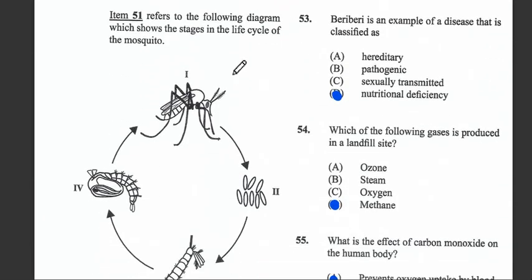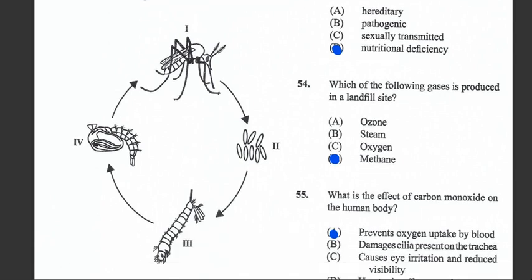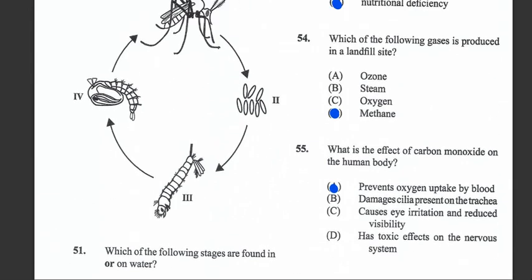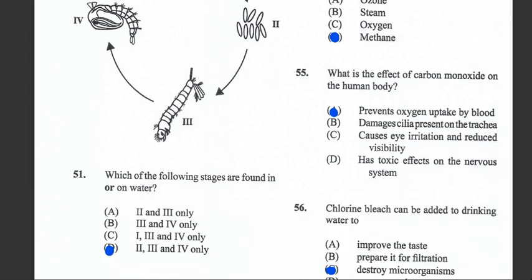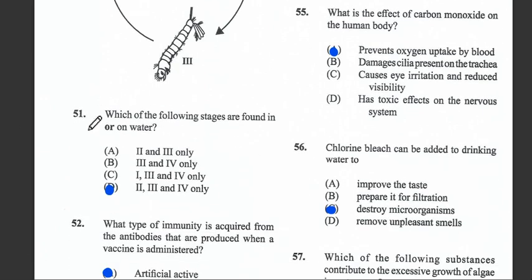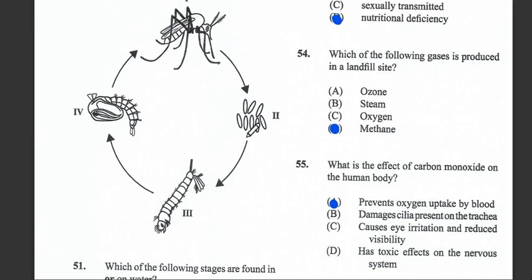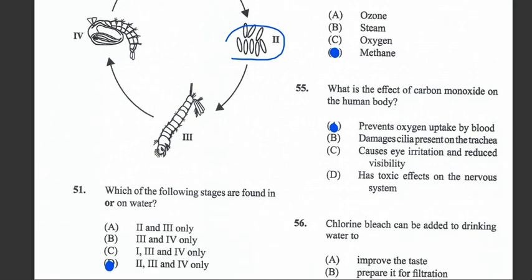We're seeing that we have a mosquito cycle here. We have the stages, the stage cycle. Normally we know that we have the larva and the eggs. This would be the eggs. Alright, so if we look at what they are asking: number 51, which of the following stages are found on water? So we'd have seen egg. So egg could be found on the water.